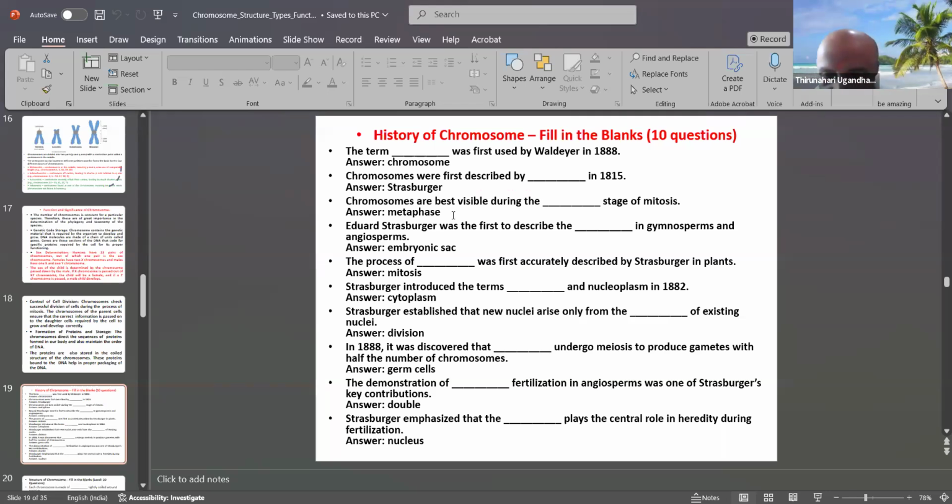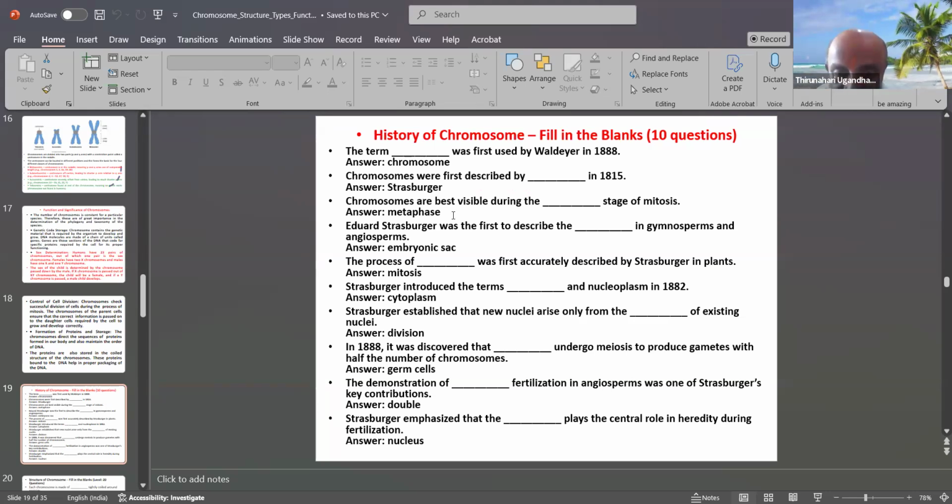and are used in PG and also JL, DL degrees. The term chromosomes was first used by Waldeyer in 1888. Then the chromosomes were first described by Strasburger. The chromosomes are best visible during the metaphase. This is also important.